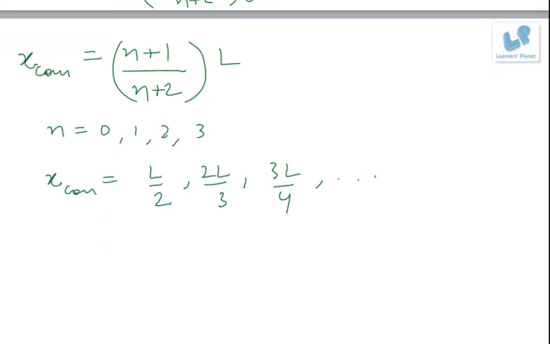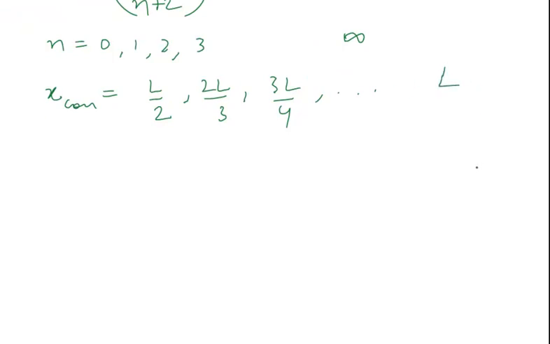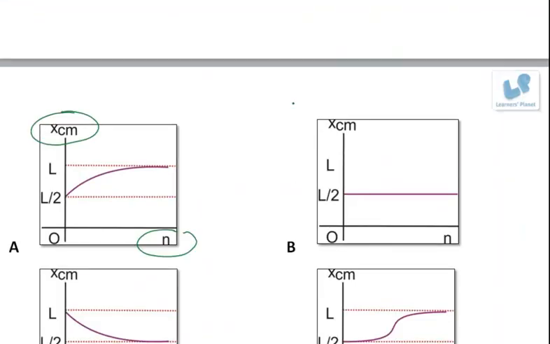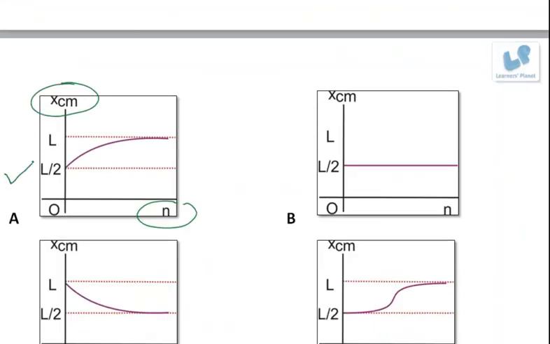Now we can see that as n tends to infinity, x tends to L, and it is gradually increasing from x equal to L by 2. So if you plot the curve, for n equal to 0 the value is L by 2, and for n equal to infinity this will become L. Okay, so if we look at the four options that are given to us, option A is correct.